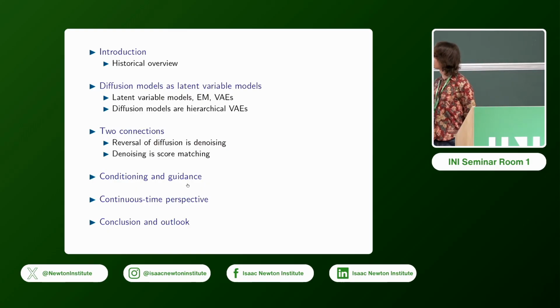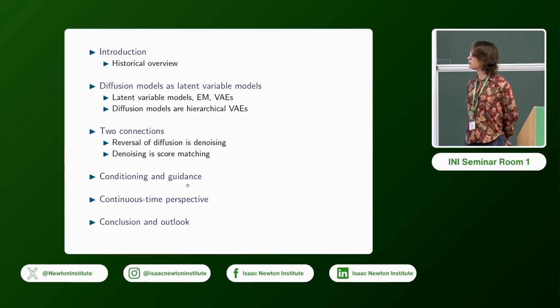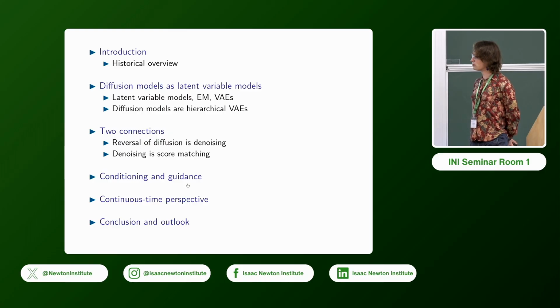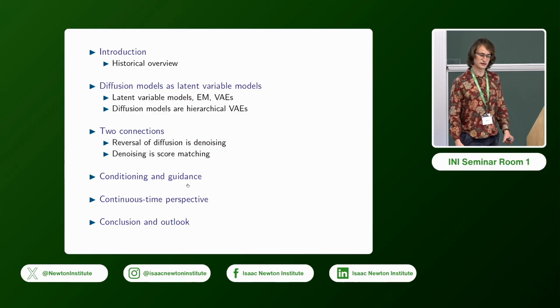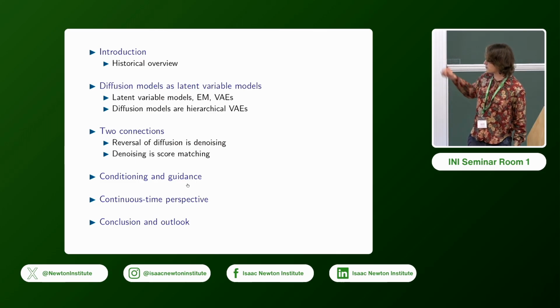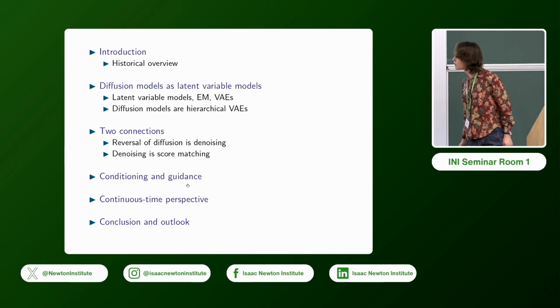Just a short historical overview, then the latent variable model view of diffusion, then 2 important connections related to that. So what diffusion has to do with denoising, as diffusion models are commonly understood, and what it has to do with score matching. Then we'll talk about conditioning and guidance in diffusion models, which is important in many of their uses. And then, if there's time, the continuous time perspective, and then we'll conclude.